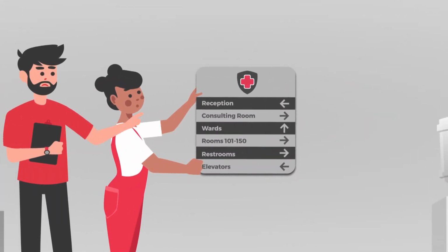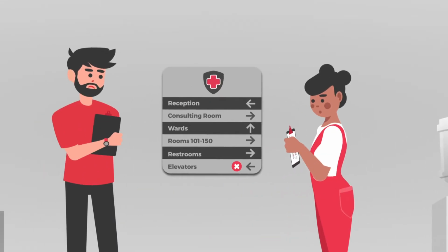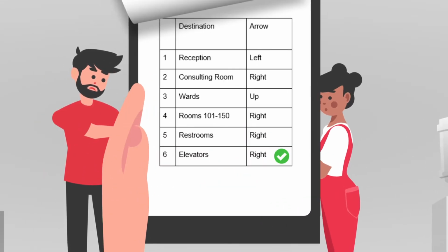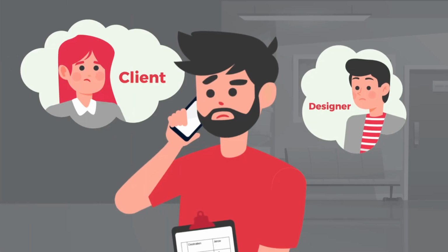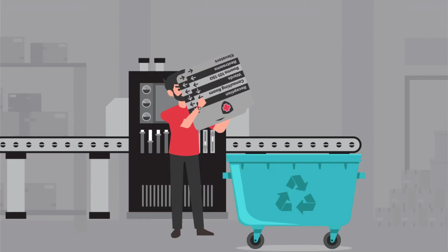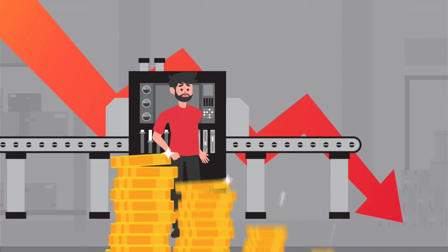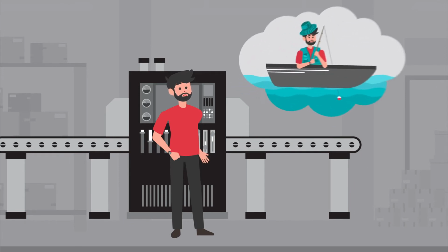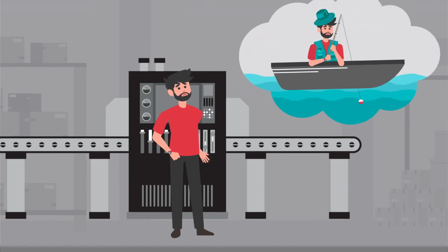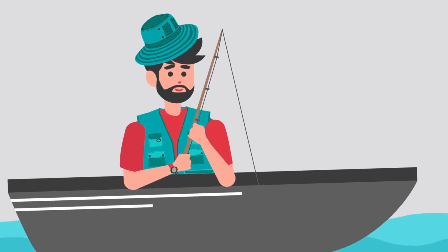From start to finish, Tom needs access to detailed project information. Without that, a project can spiral out of control very quickly. Tom also has to keep the designer and his client in the loop. Mistakes result in wasted time and materials, which means shrinking profit margins. Tom has often wished for a better way. He'd much rather go fishing this weekend, but now he has to work to make up for this mistake.